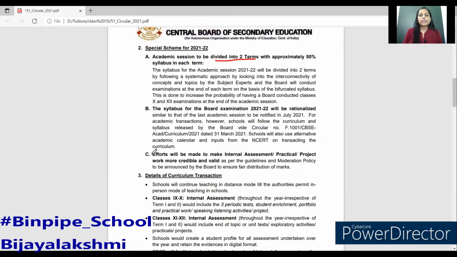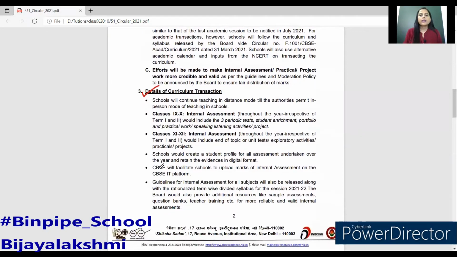Even efforts are also being made, that means teachers will be monitoring the internal assessment, practicals, projects, to give them a valid, credible assessment. And the third point here is telling that, as per the details of the circular, the school will be continuing in the distance mode or online mode as the teaching goes on, till the government gives permission for the students to come into the school and take their education.